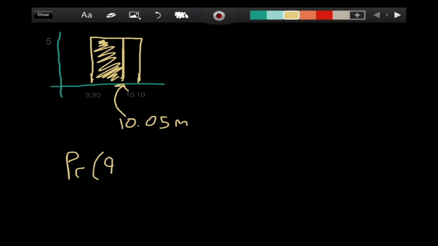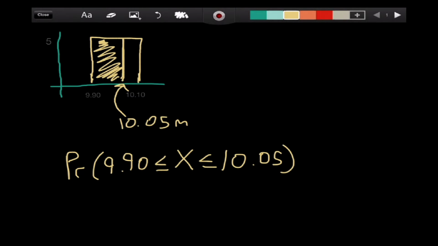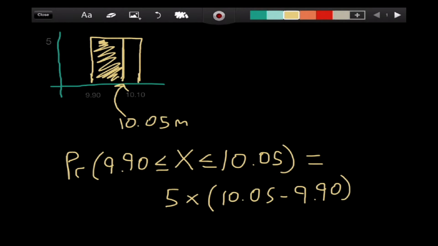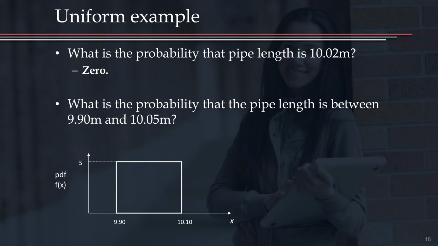So let's write this out. Probability that 9.90 is less than or equal to x, where x here is the length of a randomly chosen pipe, and less than or equal to 10.05. And I can do a calculation for this area, again, because we're just looking at a rectangle. This is just the height, 5, times the difference between 10.05 and 9.90, which is equal to 5 times 0.15, or 0.75. So 3 out of 4, or 3/4 of the time, the pipe lengths will lie within the range 9.9 to 10.05.